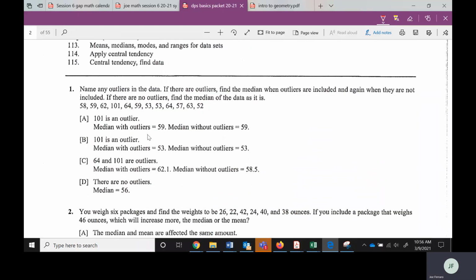I'll talk about this in a second. Let's read the problem first. It says, name any outliers in the data. If there are outliers, find the median when outliers are included, and again when they are not included. If there are no outliers, find the median of the data as is.